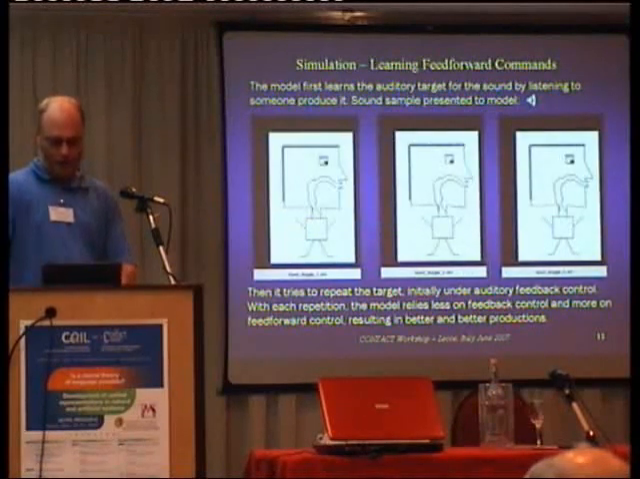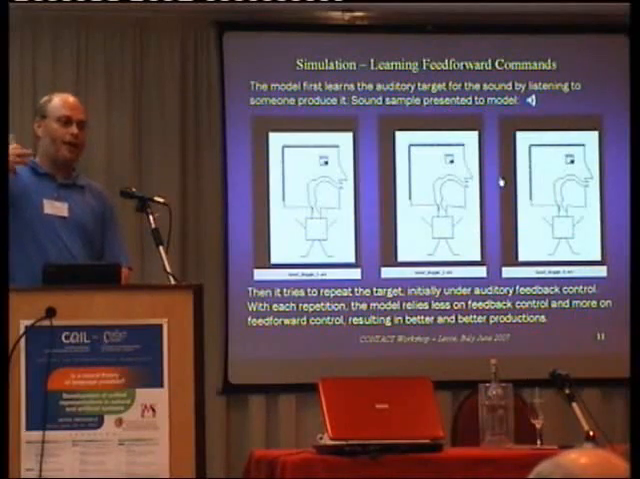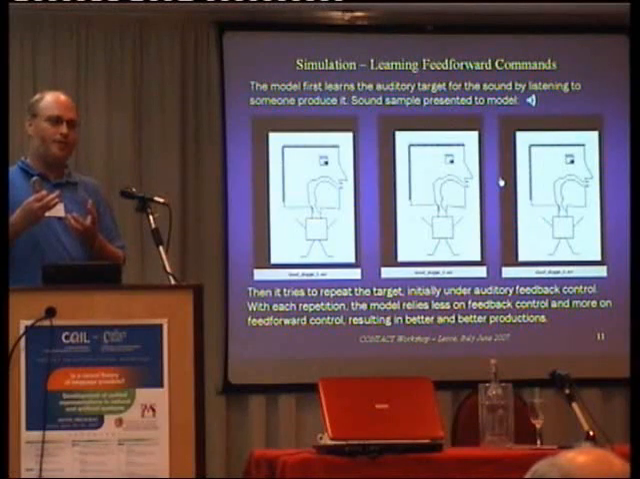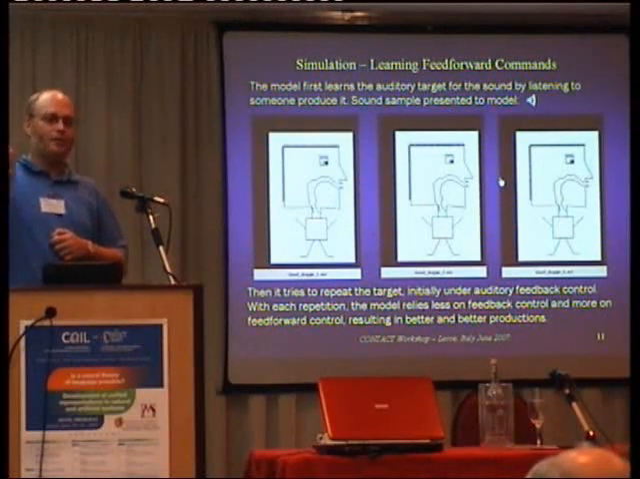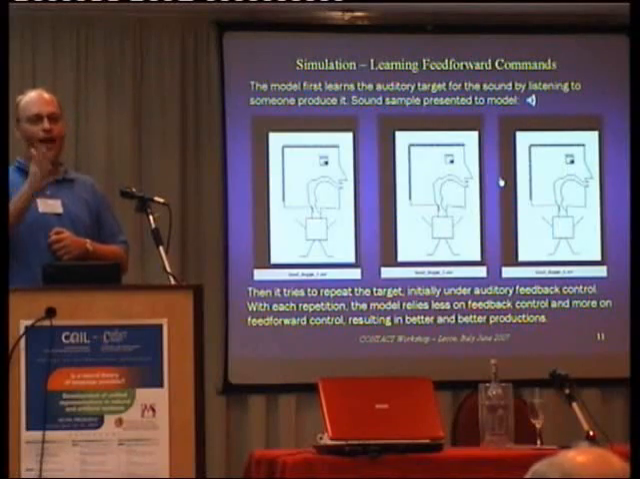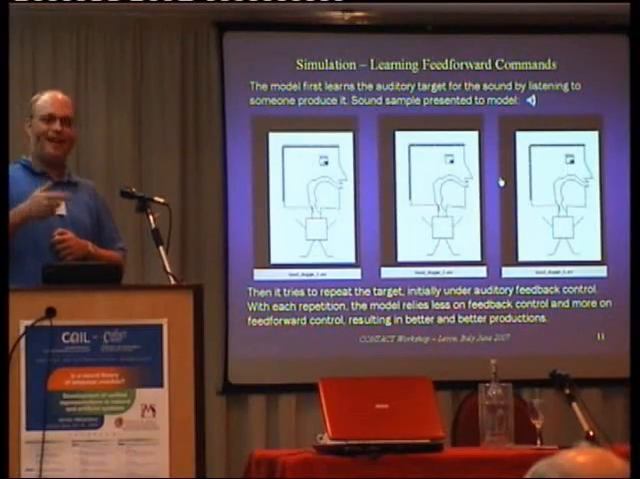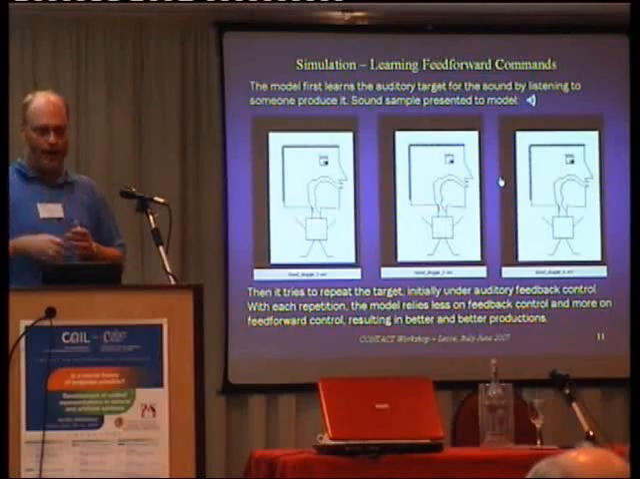Okay, so that was the first production. Now what happens on the next production? The auditory feedback commands that were generated on the first production have now been subsumed into the feed-forward command. So the feed-forward command on the second production is really basically what the feedback commands were on the first production, but this time it doesn't have to wait for the auditory feedback.